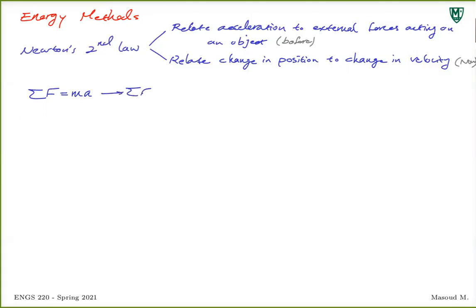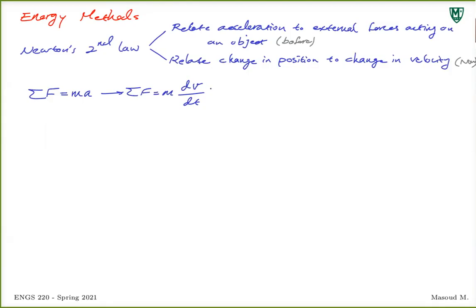I can write this as summation of forces is equal to m dv/dt. No argument there, right? Acceleration is the derivative with respect to time of velocity. And I'm going to multiply both sides. You might ask how they come up with this, but this is the most straightforward approach to go from Newton's second law to the relationship we use for energy methods. There are multiple ways to get it, but this is the most straightforward one based on what we've learned before.